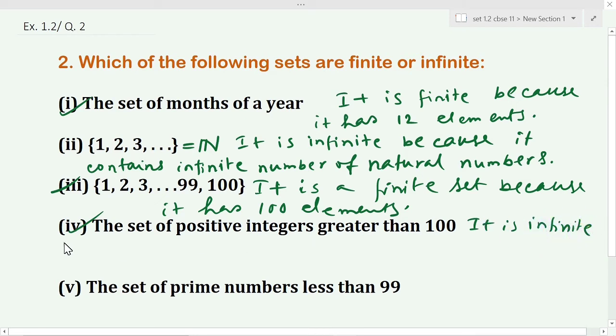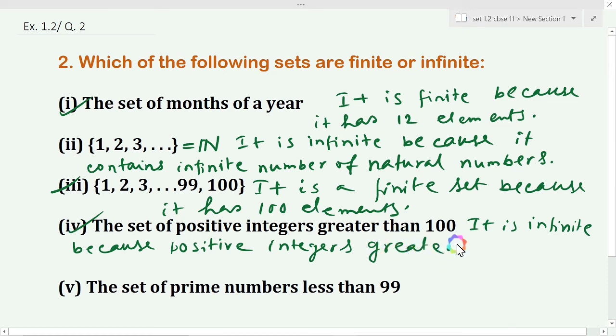It is infinite because positive integers greater than 100 are infinite in number. So the set of positive integers greater than 100 is infinite.